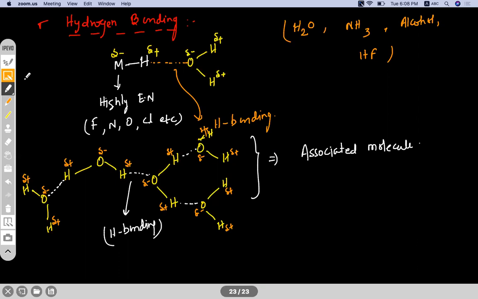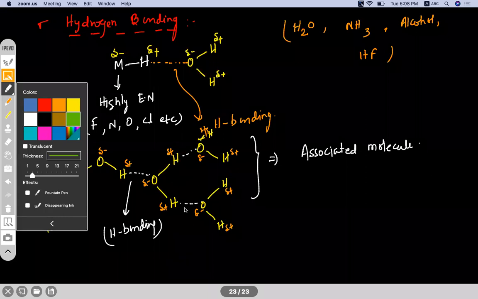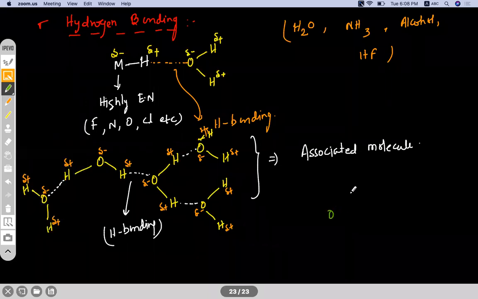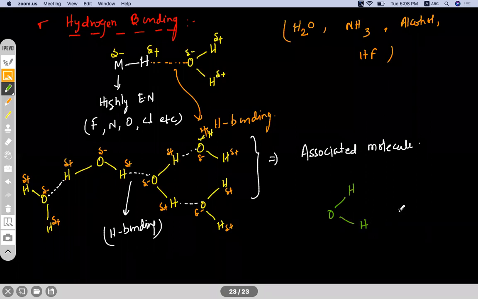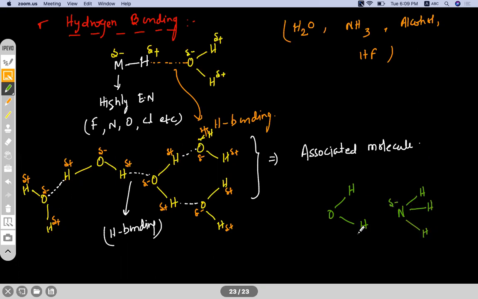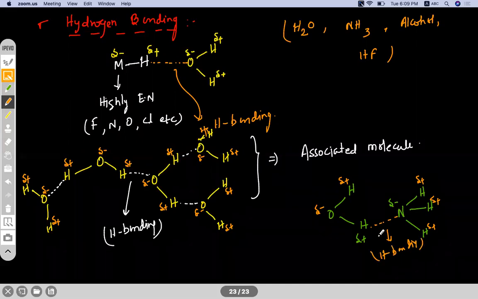It is possible with two different molecules also. For example, you see we have H2O and NH3. So nitrogen is delta negative, hydrogen delta positive, and this is also delta positive. Right, so these two will attract each other. This is the hydrogen bond, electrostatic attraction. So it is possible between two different molecules also.